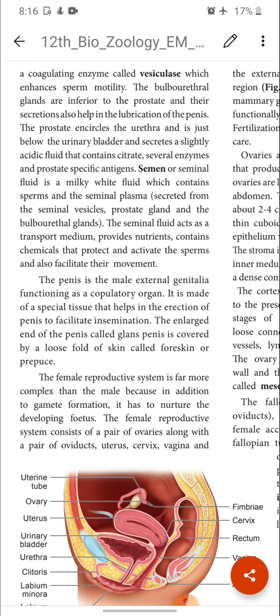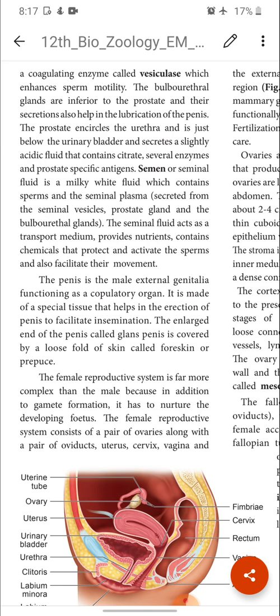And about today's class, two things I have discussed with you so far. One is accessory duct, another one is accessory glands. And accessory duct and its location and its passage, and accessory glands, its secretions and its health, all I have discussed. Next I am going to discuss with you about the female reproductive system. It's far more complex than the male because in addition to gamete formation, it has to nurture the developing fetus. Okay, see children, the male reproductive system has only production of sperm, but this is the female reproductive system. You will get sometime as 2 mark question.